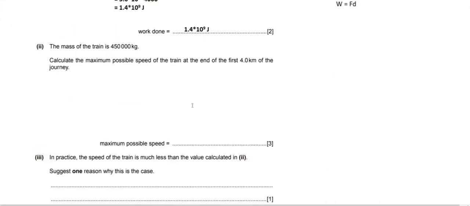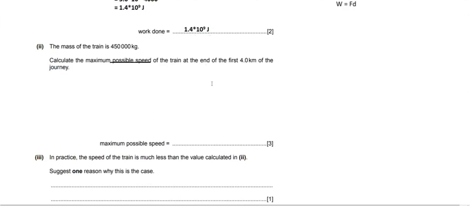Now the second sub question here. You can see the mass of the train is 450,000 kg, that is 4.5 into 10 raised to 5 kg, and calculate the maximum possible speed of the train at the end of the first 4 km of the journey. So we are asked to find out the maximum speed. For that we are using the formula for the kinetic energy, and since the work done and the kinetic energy are interconvertible, we can equate the kinetic energy with the work done. The work done we have already calculated.